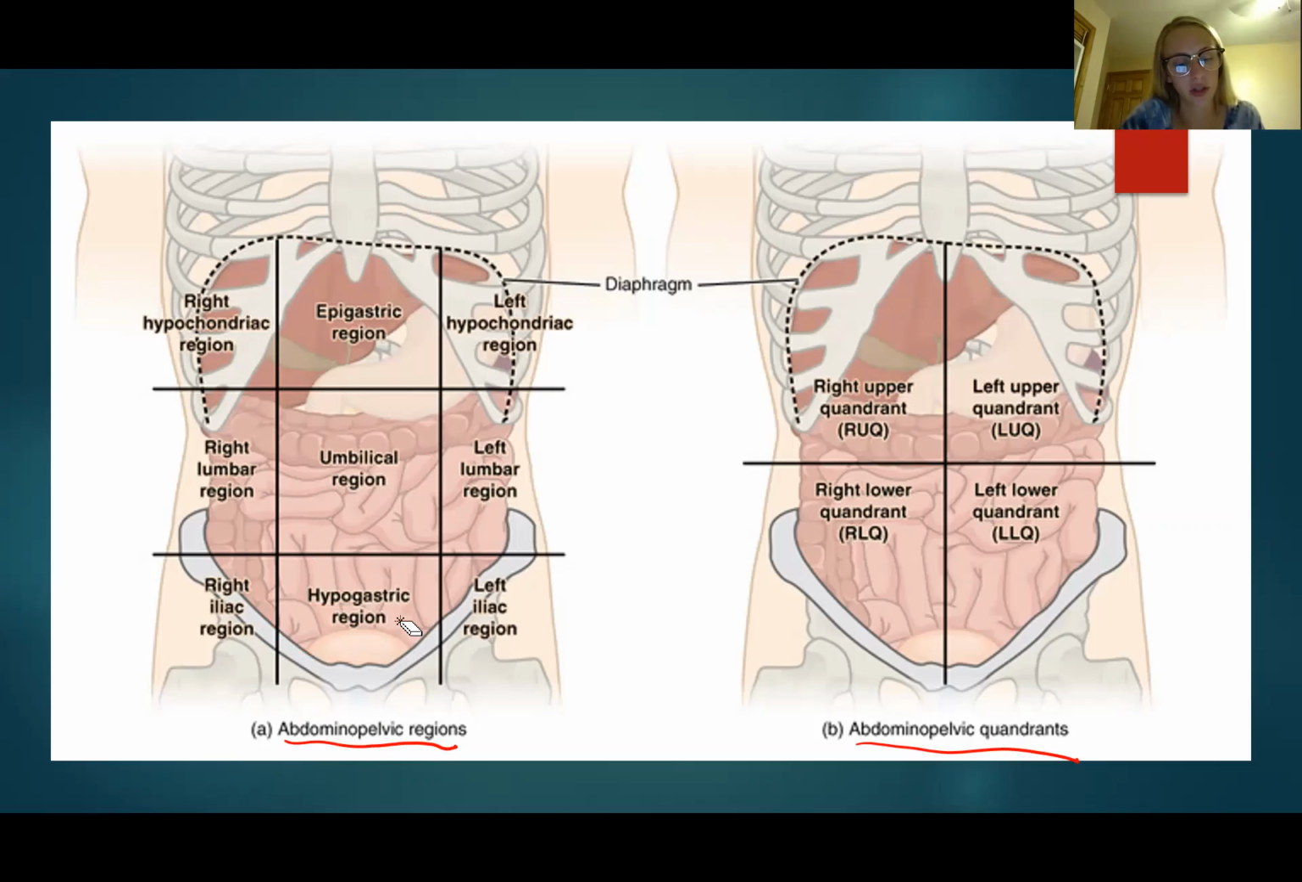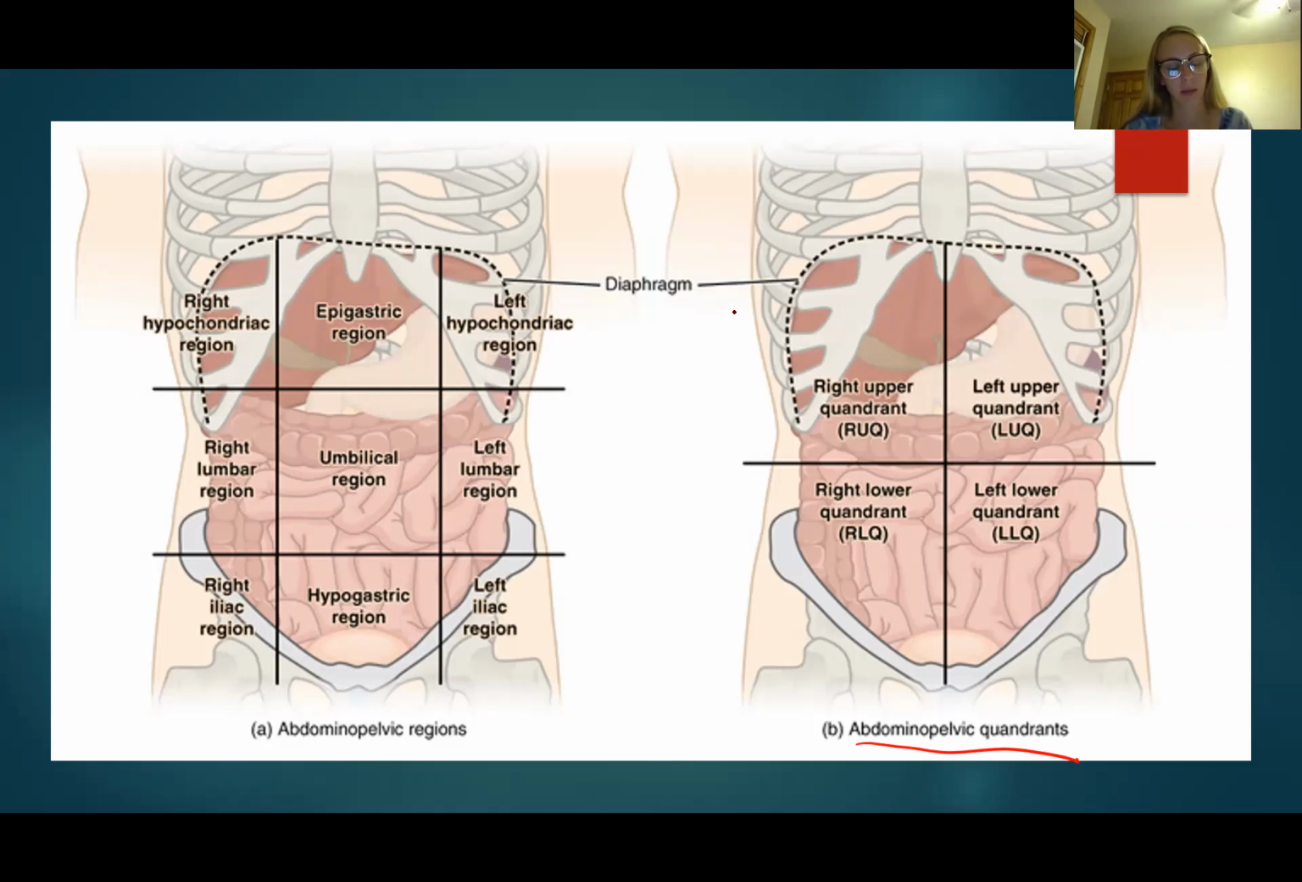Your left iliac region, again, part of your colon and small intestine, is found in this area. So that's the nine regions of the abdominopelvic region. If we move over to B, where our quadrants are, we have our right upper quadrant, left upper quadrant, right lower quadrant, and left lower quadrant. Again, the organs are going to be in the same order, obviously, but this just divides it up in quadrants instead of worrying about nine regions. I'd really focus on the regions. I think they are used more commonly because they're more specific than the quadrants are.